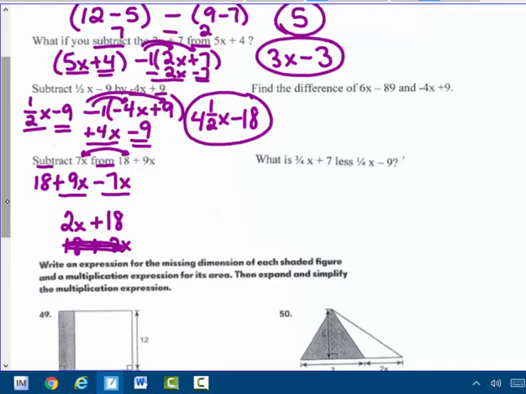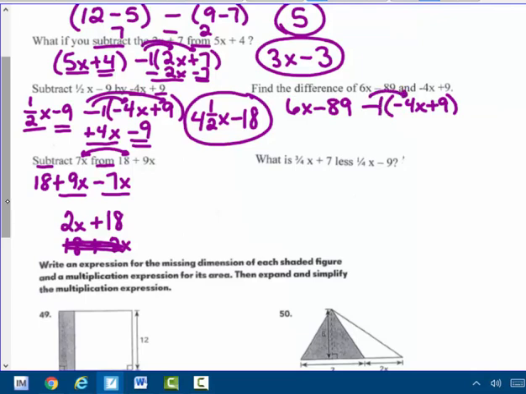Find the difference of 6x minus 89 and negative 4x plus 9. Find the difference of. That's okay. That order is the correct numerical order as well. So the mathematics is 6x minus 89 and subtract, difference means subtract, negative 4x plus 9. So I have to distribute that negative.